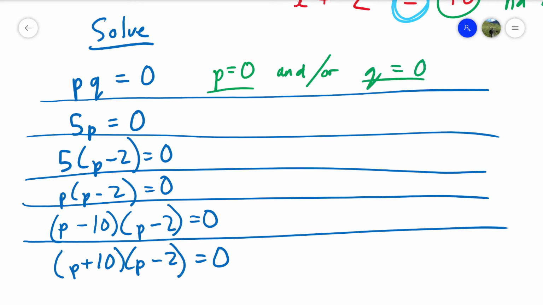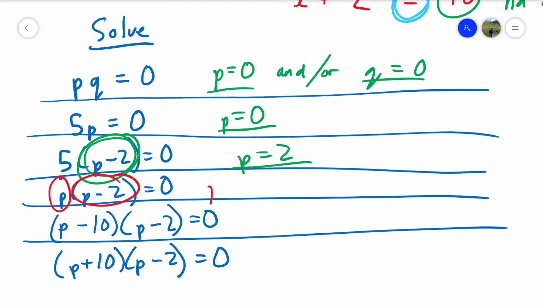This one is, well, that's obviously P equals 0 because 5 times something is 0. This one, 5 times something is 0, so this something here must be 0. How do we make that equal to 0? We do it by making P equal to 2. I'm going to change colours here. This one has two things multiplied together, so either P equals 0 or P equals 2.